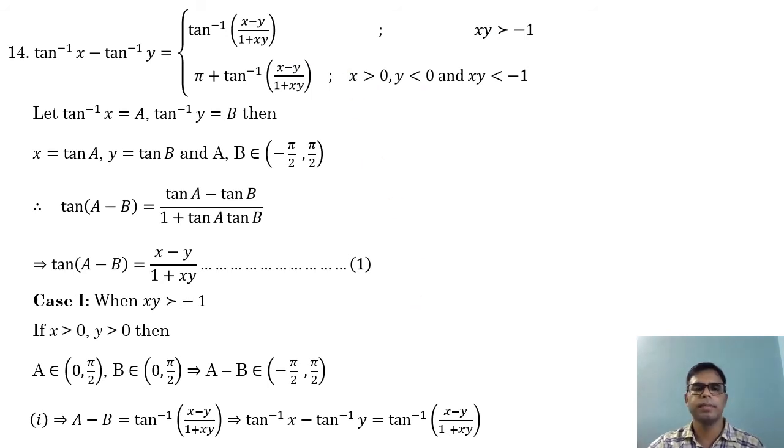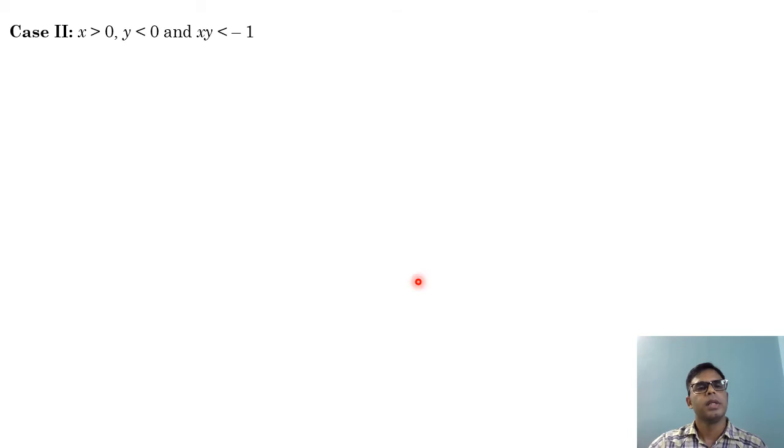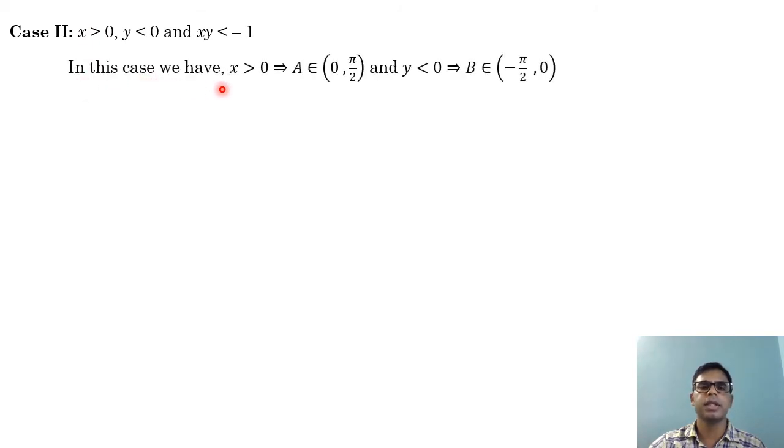This is important actually. You see, if x greater than 0 and y less than 0, and xy is less than minus 1, then what are the conclusions? You see here, x greater than 0 means tan a greater than 0, and tan a greater than 0 means a should be in the range from 0 up to pi by 2. And how it is from 0 up to pi by 2, I just told you. In a similar way, when y is less than 0, then y should be in the negative branch, meaning the fourth quadrant, from minus pi by 2 up to 0.